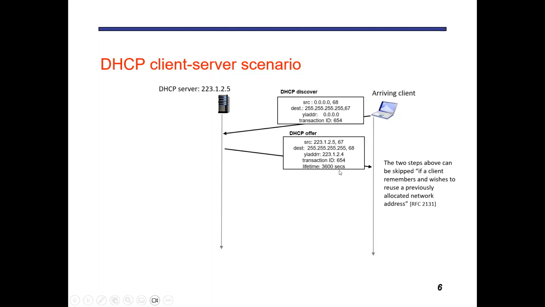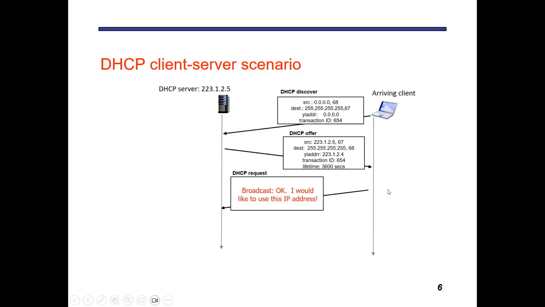Now these two steps can be skipped. Like I said, these are optional, because if the client remembers and wishes to use the previous IP address that was allocated, it can skip these two messages.